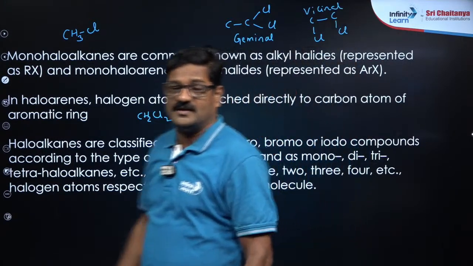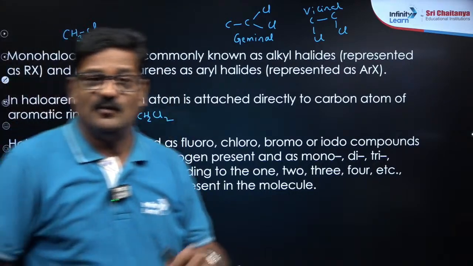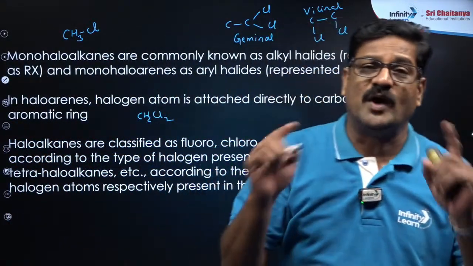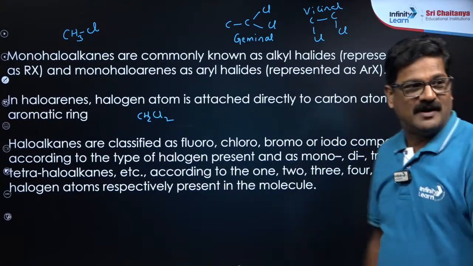So geminal dihalides: two halogens are present on the same carbon atom. Vicinal dihalide: two halogens are present on side-by-side carbon atoms. Right? Very good.